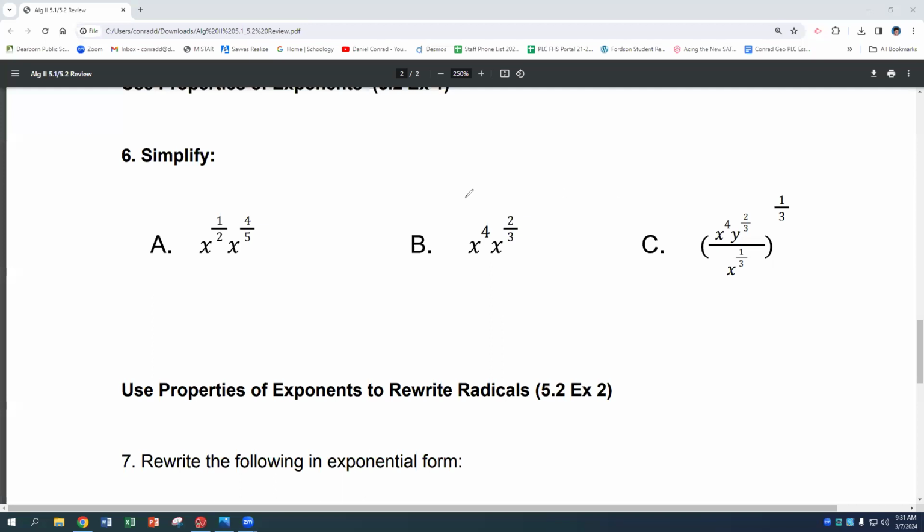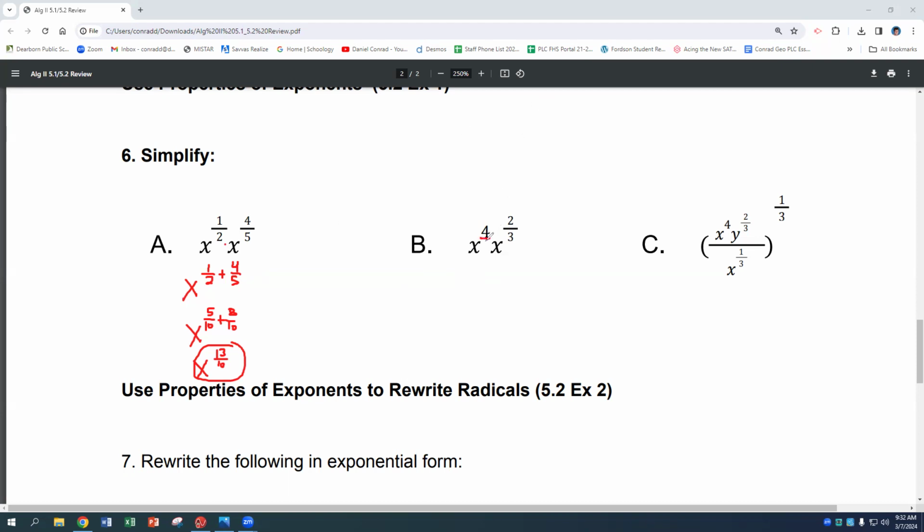So over here, we're multiplying, so we need to add our exponents. So we have 1/2 plus 4/5. We need to get a common denominator, so that's going to be 10. So that's going to be 5/10 plus 8/10. And that's going to give me x to the 13/10. Right, and again, you can just use your calculator if you need to add fractions. If you're struggling that much with it, we can just use our calculator to add those together.